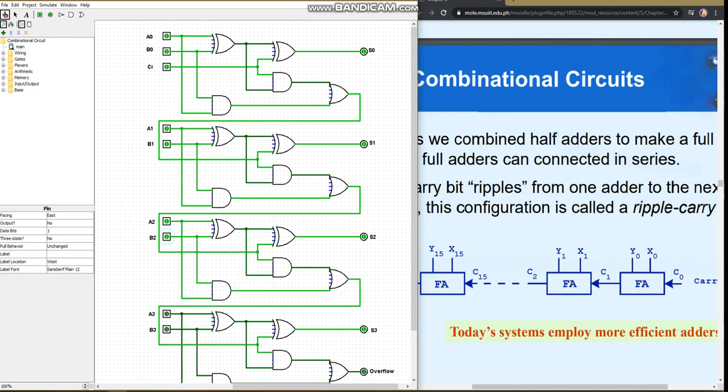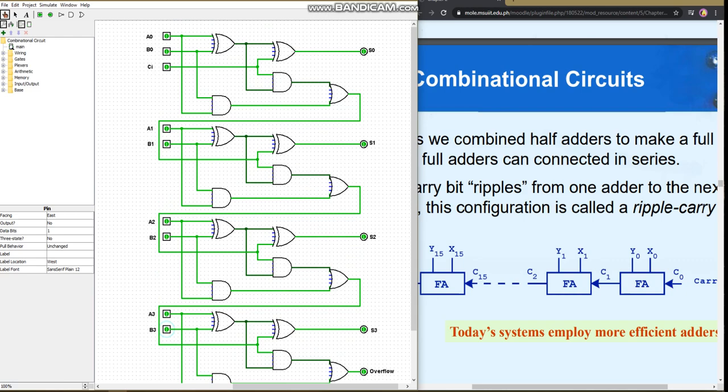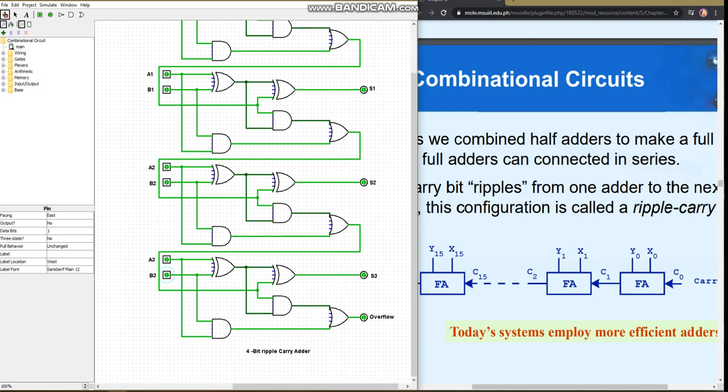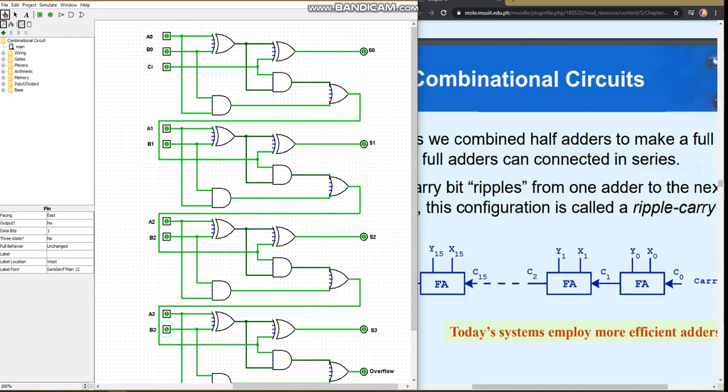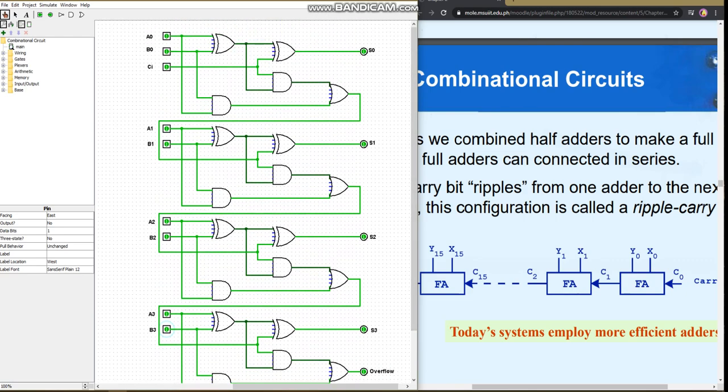As you can see, overflow is not yet on, but if you hide this one, there is an overflow that will happen. This means that the data being represented or input in this adder circuit is large enough that it cannot represent the data anymore, because this is basically 15 plus 15 is 30, and 30 can't be represented in 4-bit.